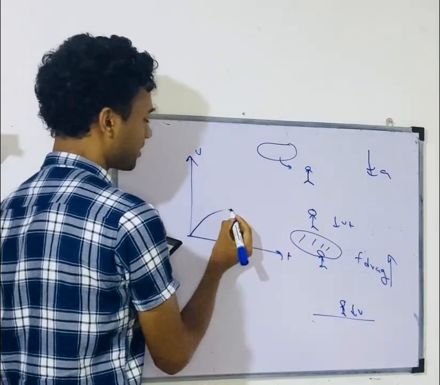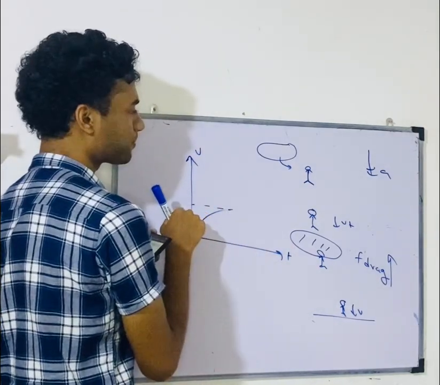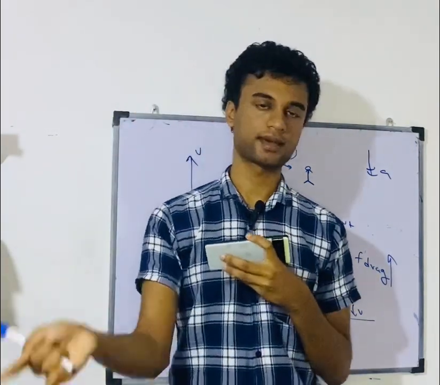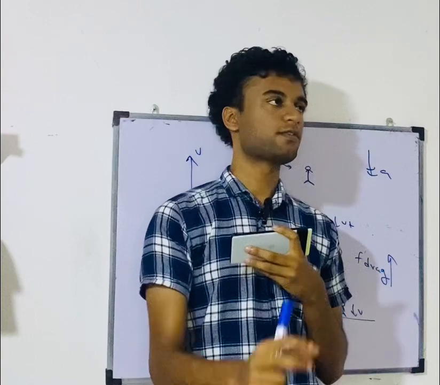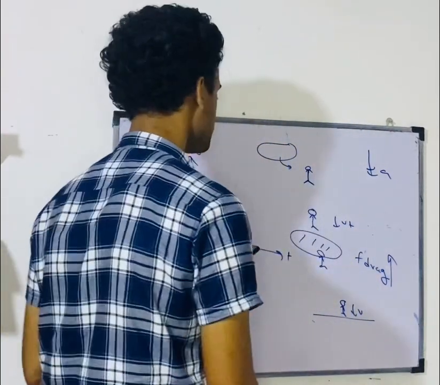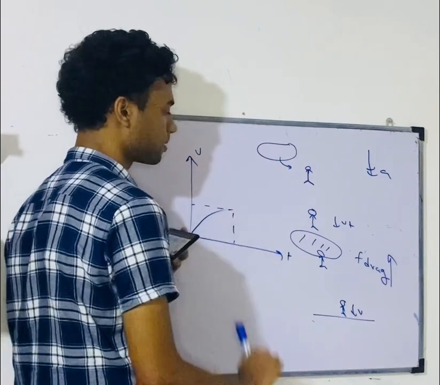Yeah, you can see that it kind of attains the terminal velocity, right? The gradient is decreasing. Now, why is the gradient decreasing? Because the acceleration is decreasing. Because in a VT graph, the gradient gives you the acceleration, right? What happens after this point is something different.